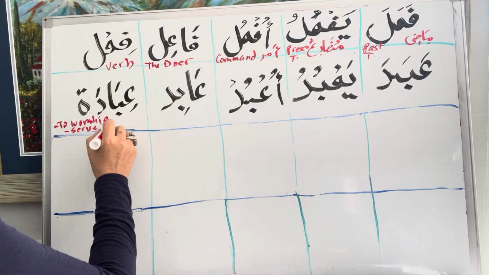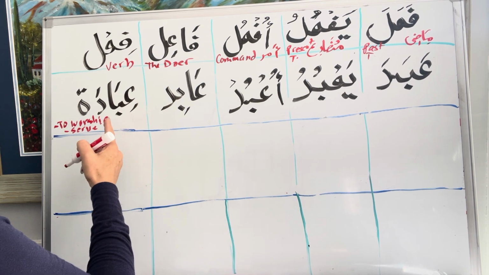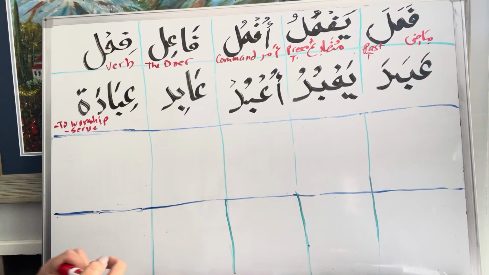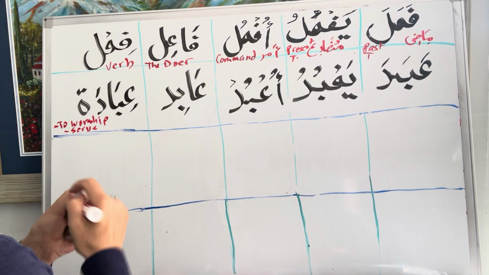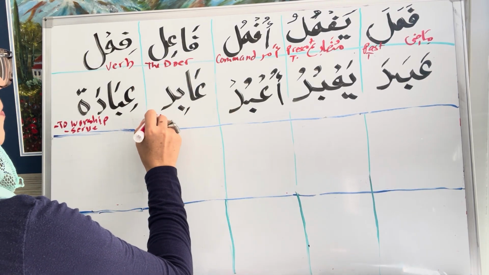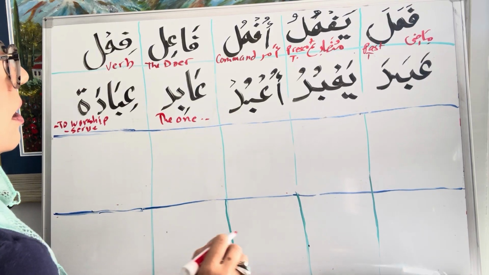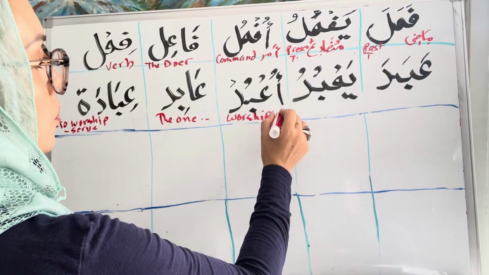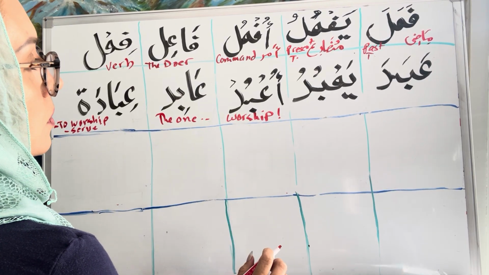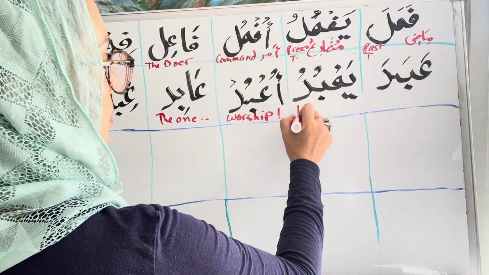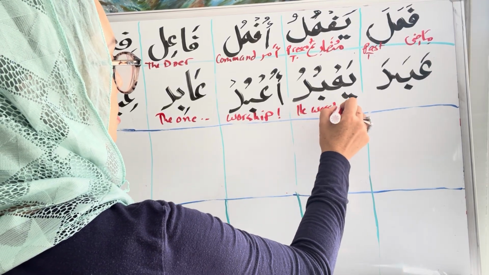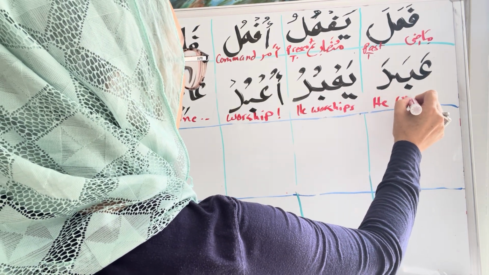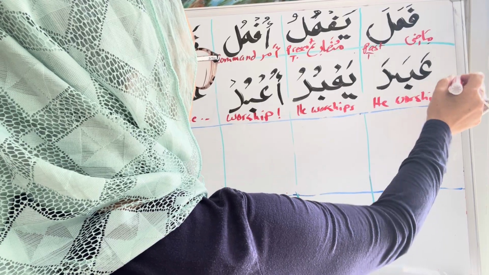So that's another meaning also. But here, ibadah, it actually means, the actual fa'il here means to worship. Okay, abid is the one who is doing the worshiping. And then u'bud, worship. Command. Ya'budu, he worships. And then the past tense, abada, he worshipped.